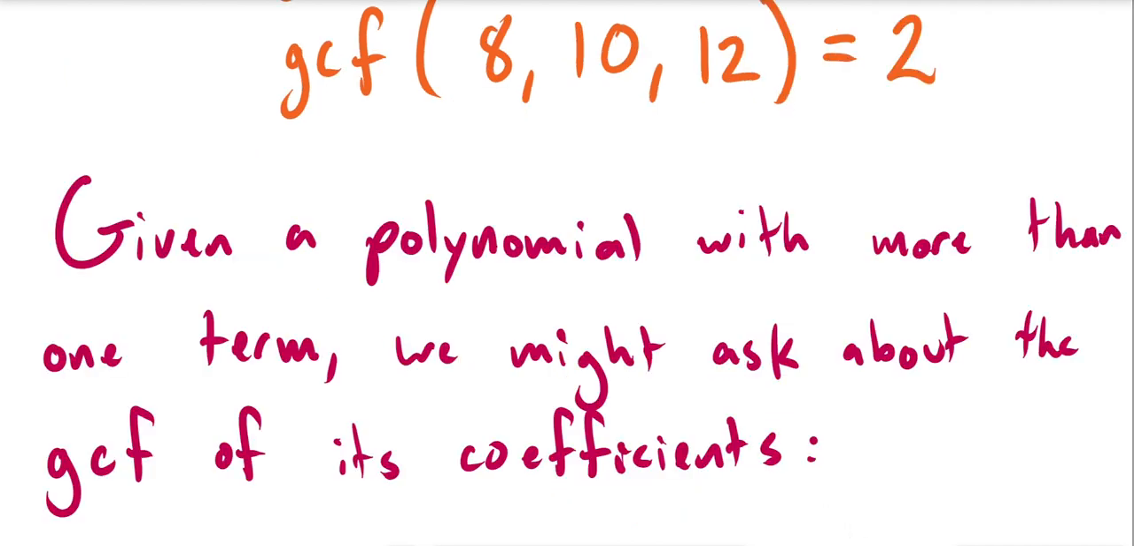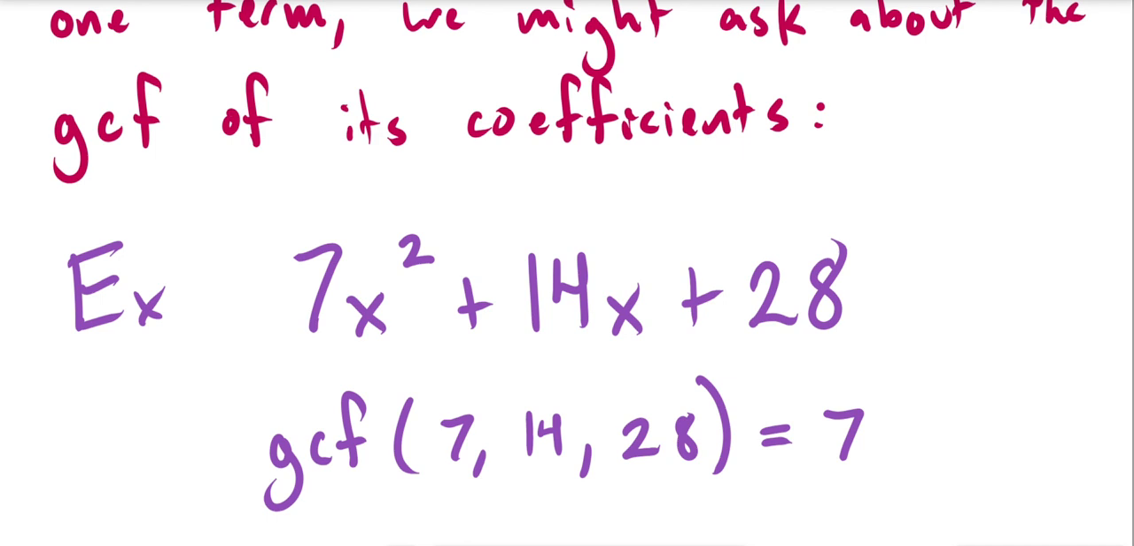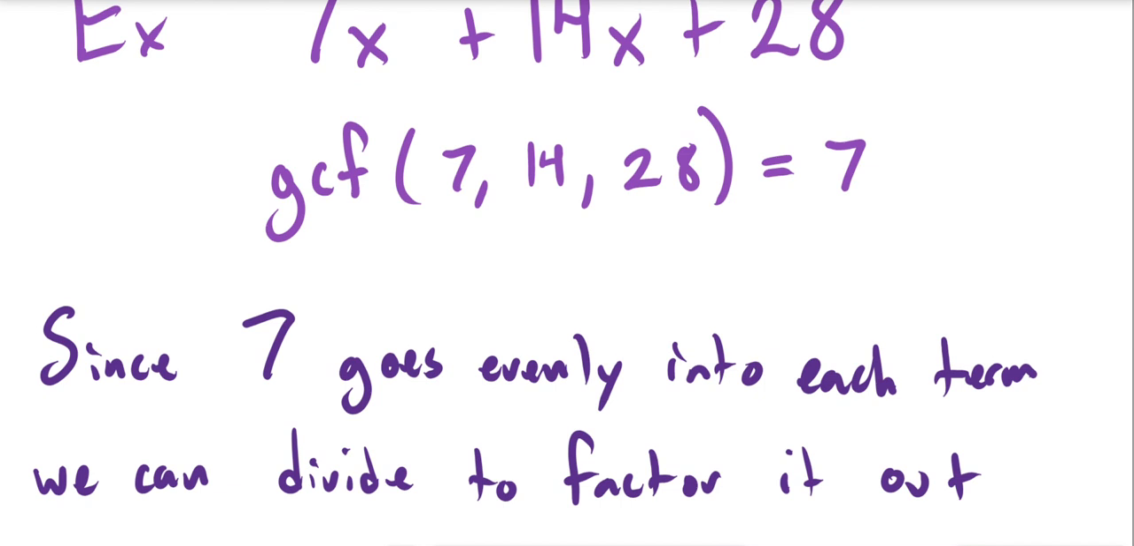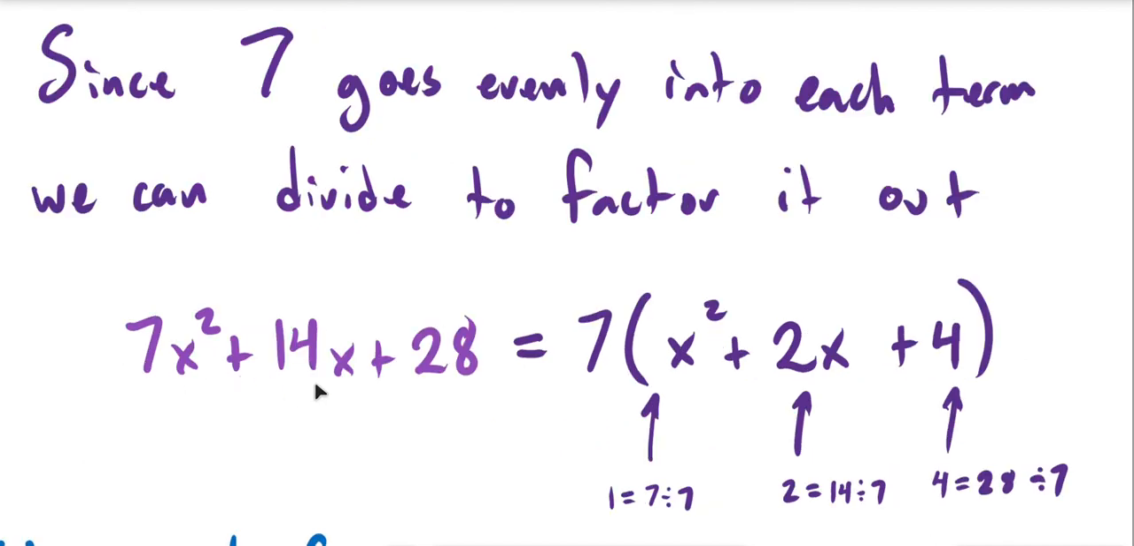Now, given a polynomial with more than one term, we might ask precisely this question about the greatest common factor of its coefficients, which are the numbers that come in front of each term. So for example, in the polynomial 7x squared plus 14x plus 28, it makes total sense to ask, what's the greatest common factor of 7, 14, and 28? In this case, 7. Since 7 goes evenly into each term, we could actually divide it out, factor it out to the front, because really, each term could be written as 7 times something. 7x squared plus 14x plus 28 has a 7 in each term.